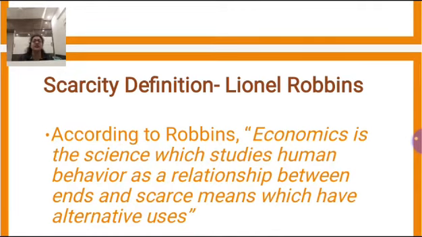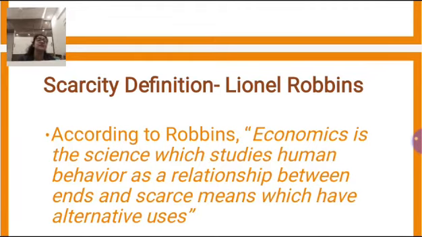Okay, so this definition is quite simple and quite explanatory. Why? Because first it is saying economics is a science. It is not specifying whether it is a social science or a human science. It is just saying it is a science, so it will include it as a human science, right? Again, it studies human behavior as a relationship between ends. Now when we talk about ends in economics, it actually means wants, the wants that people have. And scarce means limited, so limited resources.